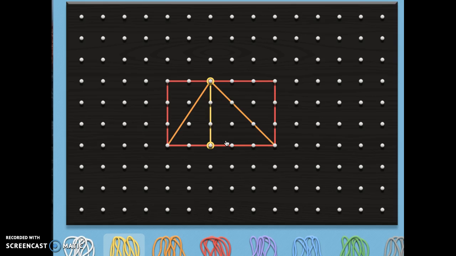So we've got two formulas now. The area of a parallelogram is base times height, which is the same as the area of a rectangle, and the area of a triangle is base times height divided by 2.